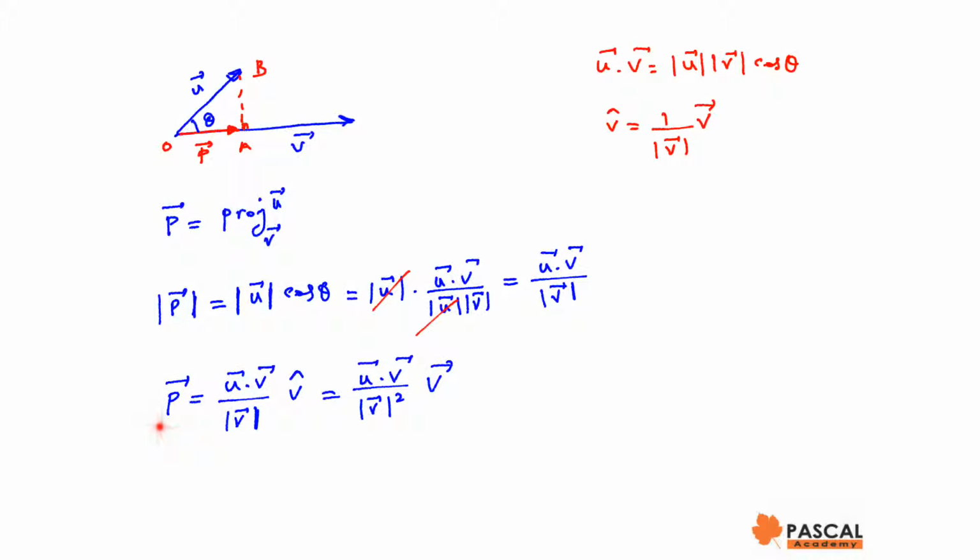This means vector P is magnitude of P times V hat, a unit vector parallel to V. And V hat is 1 over size of V times V. Therefore, vector P is a scalar product of vector V, and the relationship is P equals U dot V over size of V to the power of 2 times V.